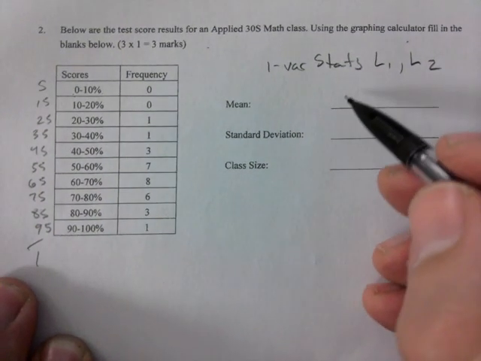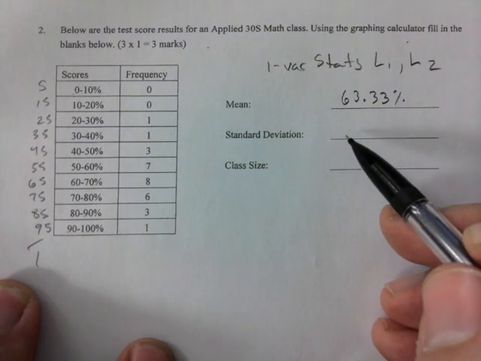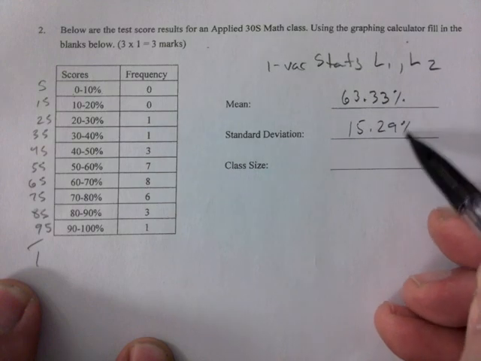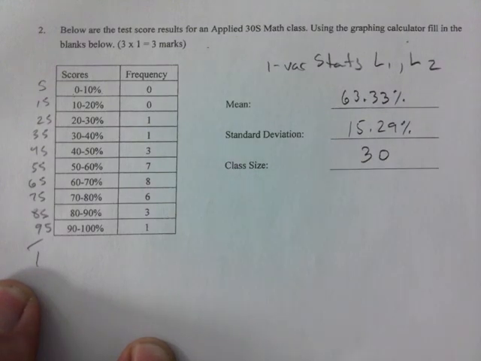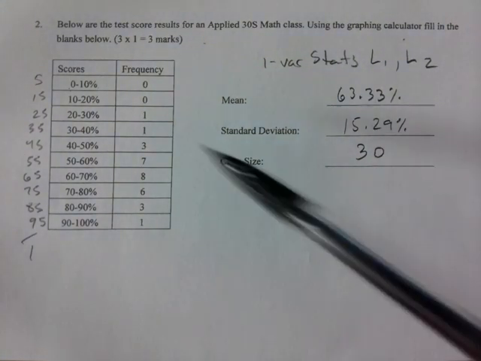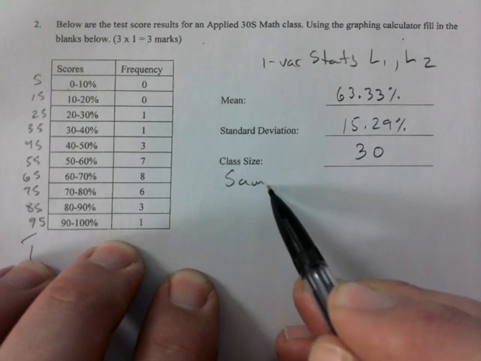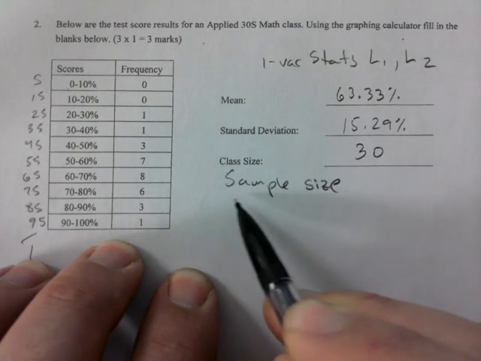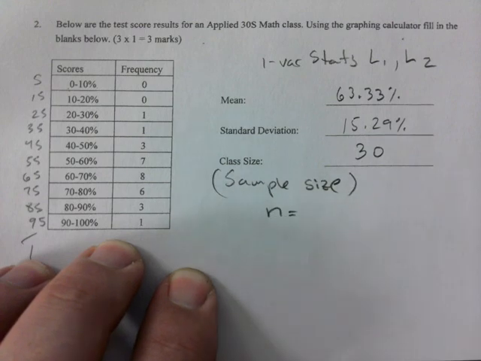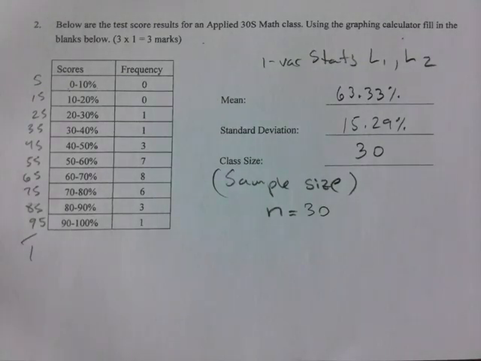And the average there is 63.33%. The standard deviation is 15.29%, and the class size is 30, right? Otherwise, you would have had a class size of 10, right? So your N should have 30 students as part of your sample. That's your sample size, it's also called N. N is equal to 30. In this case, it represents the class size, the number of students that were considered for this frequency table.